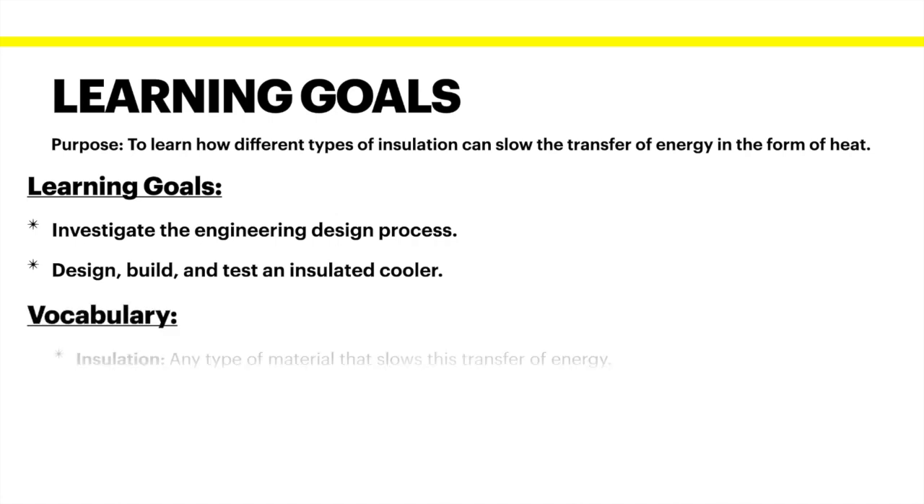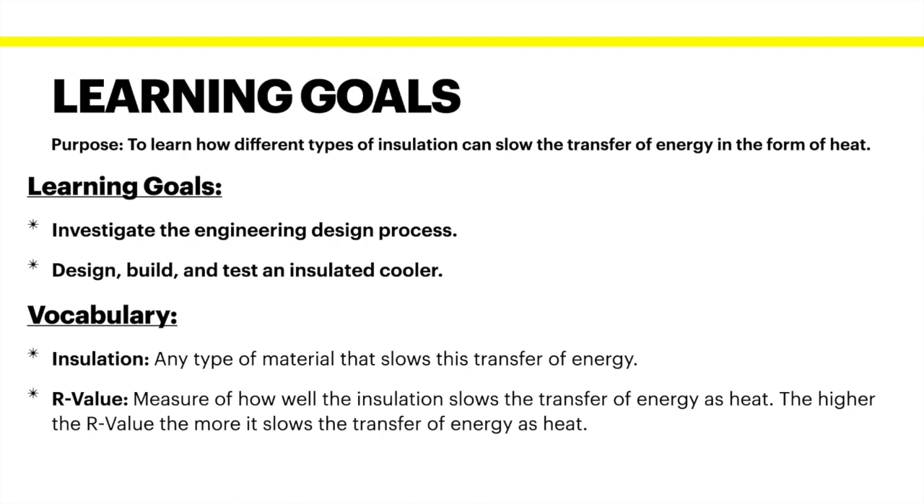Some vocab words that you need to know: insulation. That's any type of material that slows this transfer of energy. So your winter coat is a type of insulation. Putting on socks is a type of insulation. So it's anything that's going to slow down the transfer of heat energy.